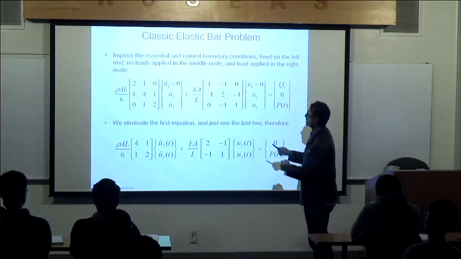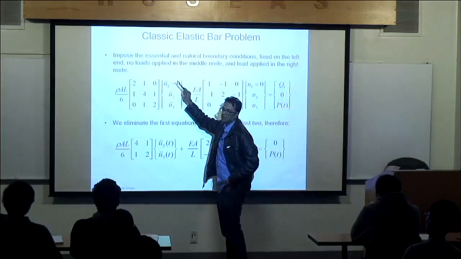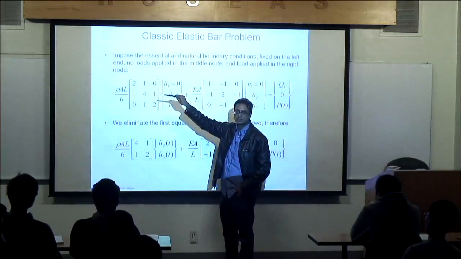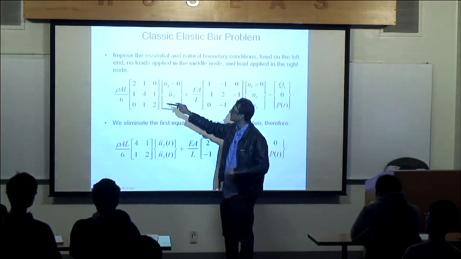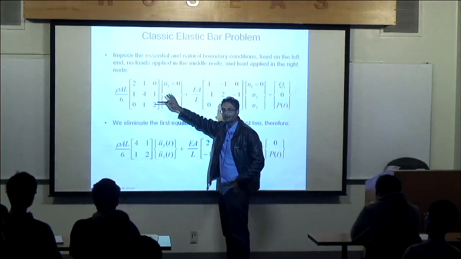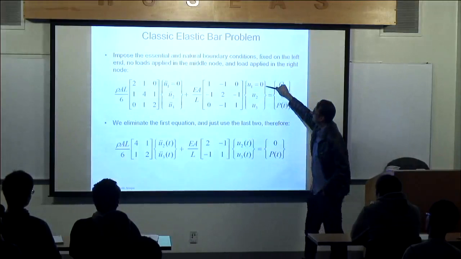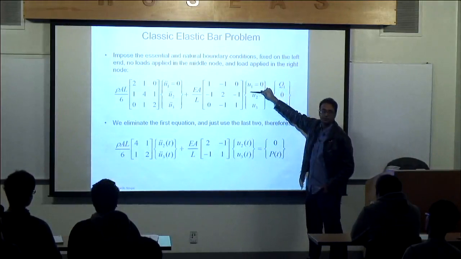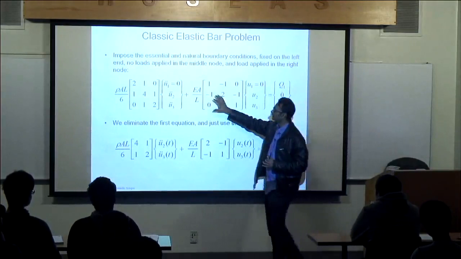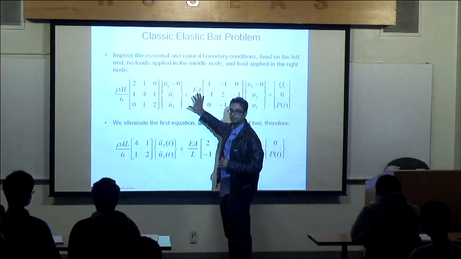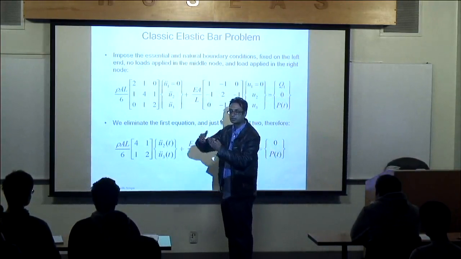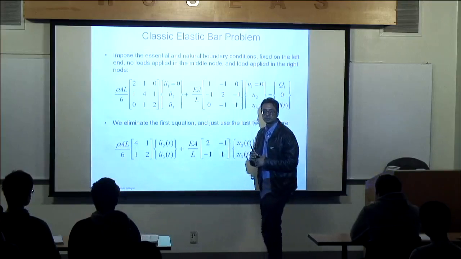No. So the first node, which corresponds to the left-hand side, that's clamped. That's not moving. So the acceleration is 0 at all times. Doesn't matter when. The displacement is 0 at all times. Okay? And if I had a damping matrix, if I had damping in this problem, then the velocity would be 0 initially too, and over time also.